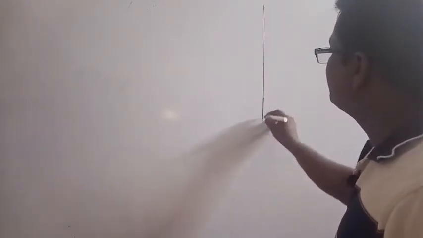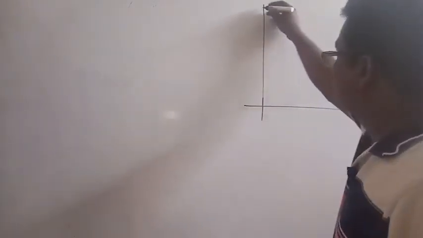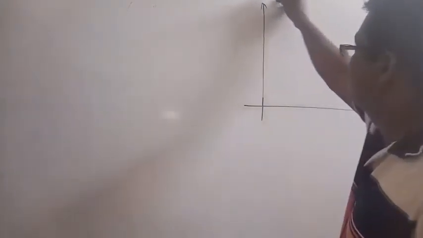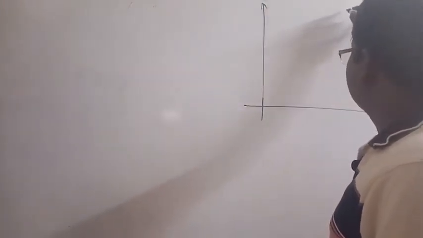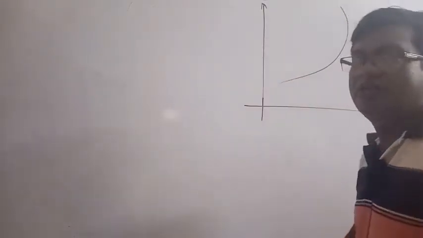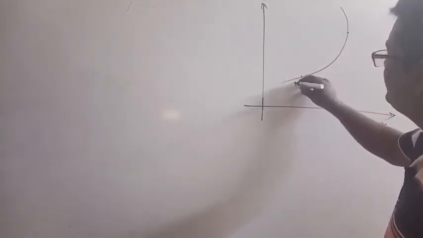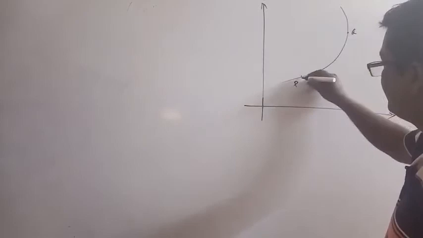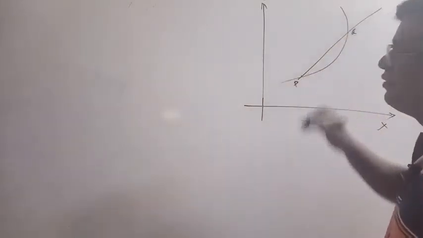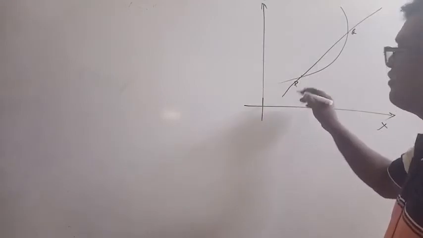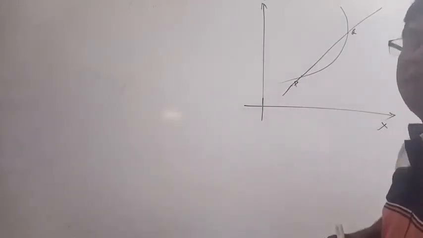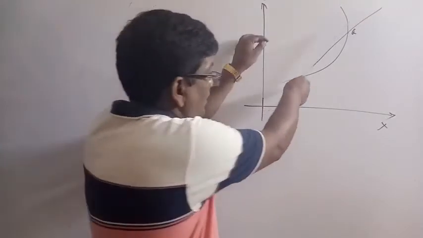Suppose this is the y-axis and this is the x-axis. Suppose this is a curve. This is, suppose, a secant line, and this point is P and this point is Q. Under which condition will the line be a tangent? If the line, okay, this is the line, suppose the tangent line. This is the tangent line. Suppose the secant line.